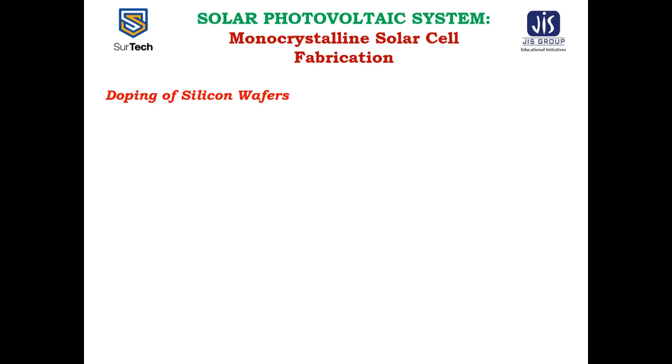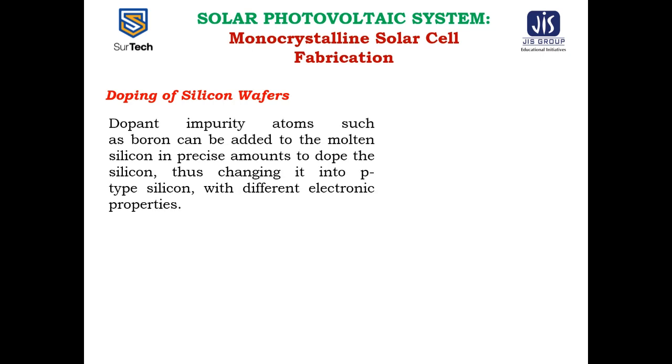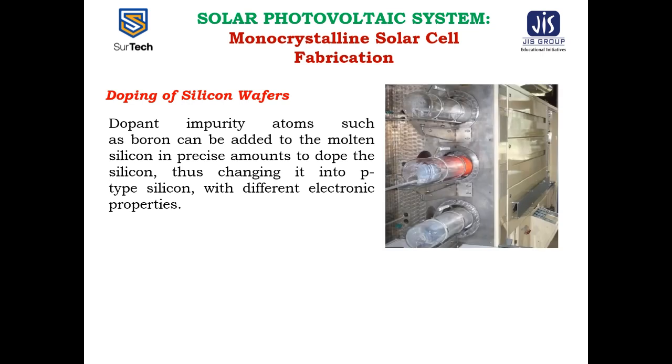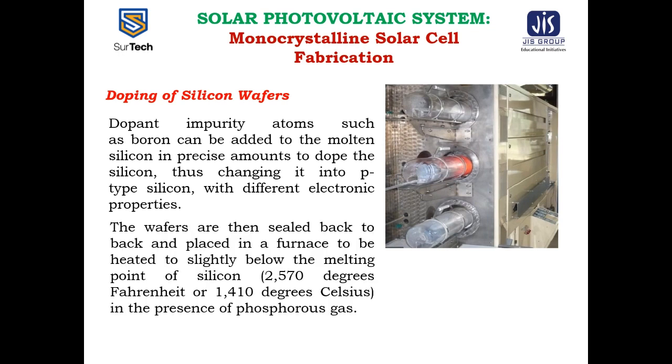Now, to form the p-type or n-type silicon, doping is necessary. This doping was done in the oxidation chamber through a diffusion process. The dopant impurity atoms such as boron can be added to the molten silicon in precise amounts to dope the silicon, thus changing it into p-type silicon with different electronic properties. This is the diffusion or the oxidation chamber.